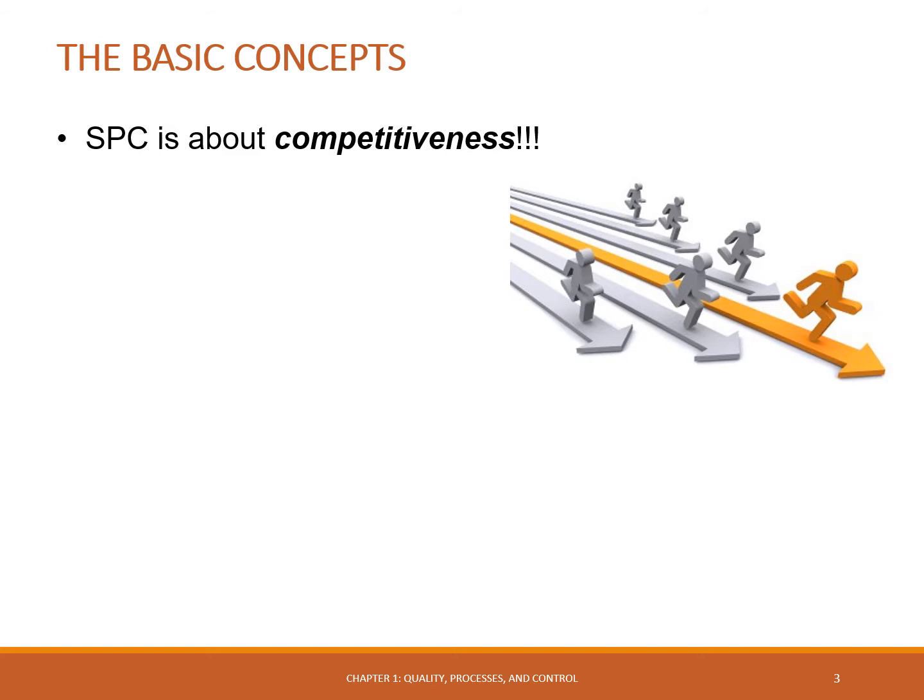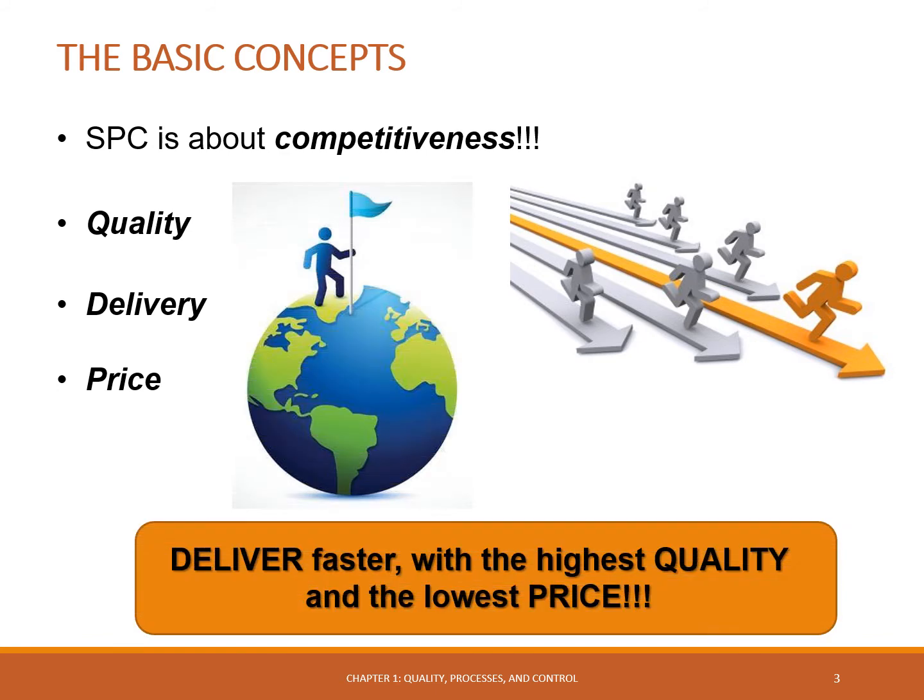Organizations worldwide, whatever the nature, compete on three base issues: quality, delivery, and price. Those three issues are so important and interrelated that companies build their reputation based on their capability to deliver their products or services faster, with the highest quality and the lowest price possible. This is the goal and the secret behind the success of some of the top companies in the world.